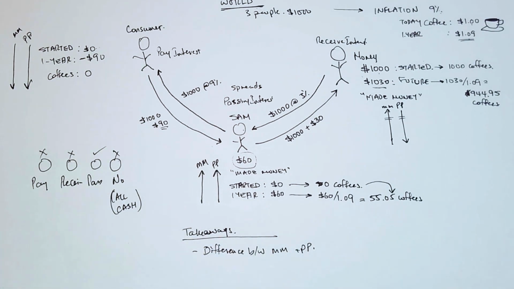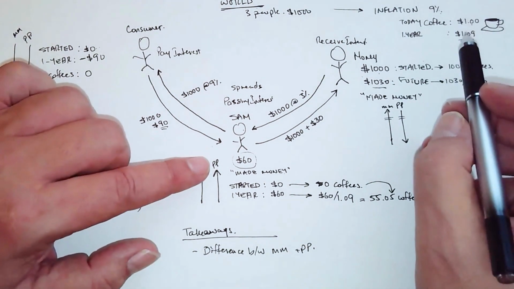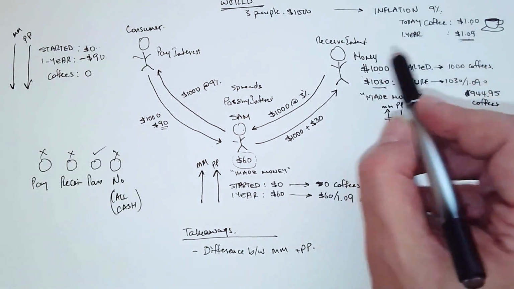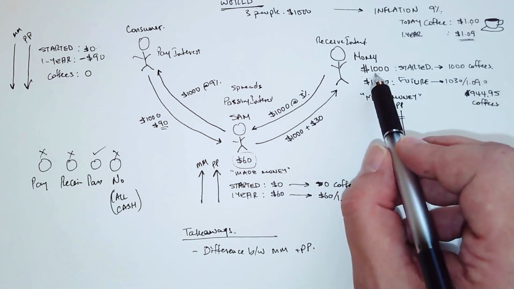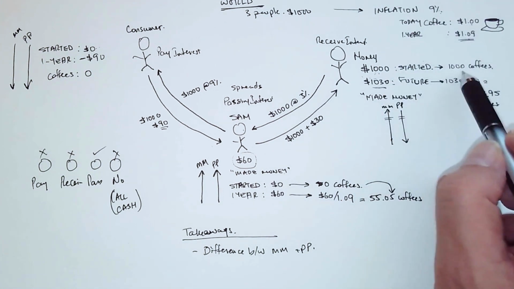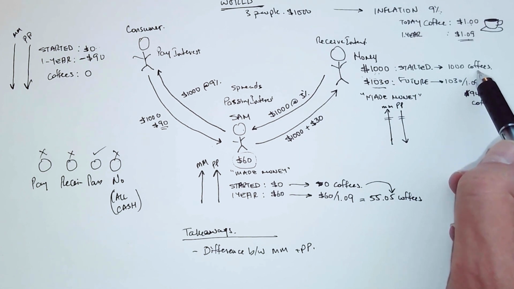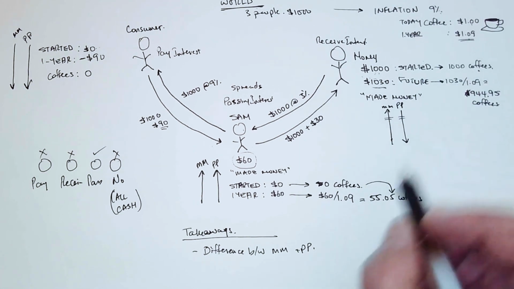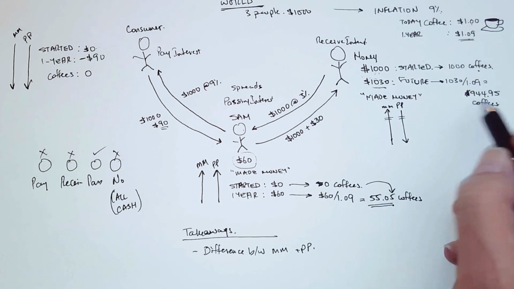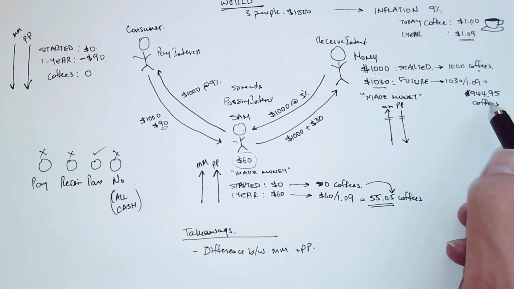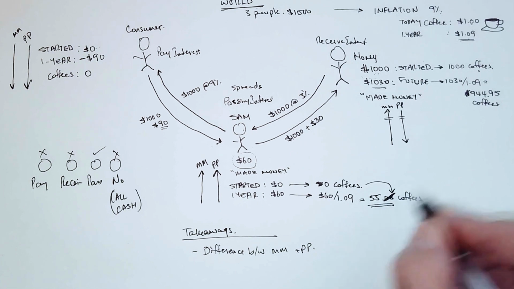We're using simple math here. At this point, I want you to notice how many coffees were there in the world before. There were 1,000 coffees, right? Because we had $1,000. Each coffee was $1. We had 1,000 coffees. Now we still have 1,000 coffees. Notice here that this person now has 55 of the coffees. This person has 940, almost 945. Okay, let's just round this. We'll say 55 and 945.